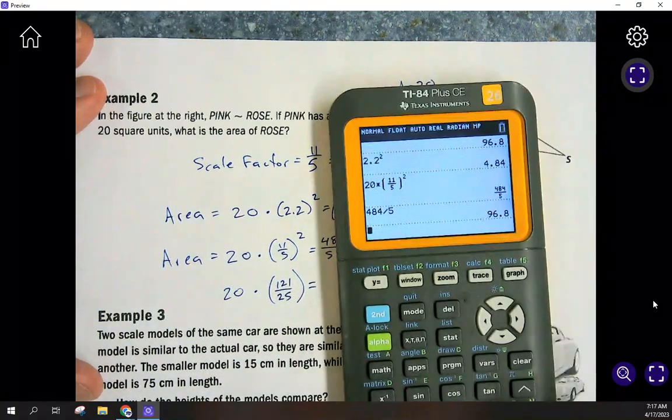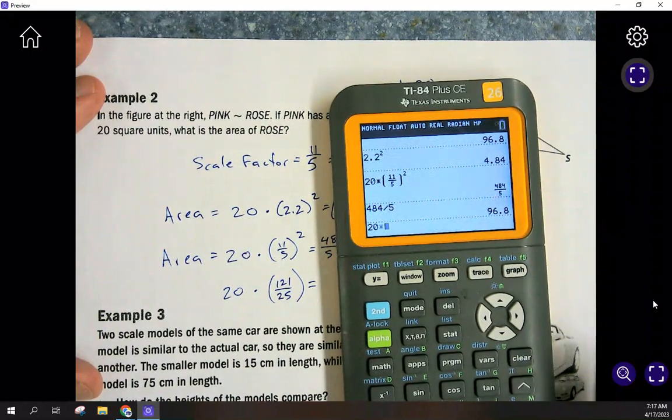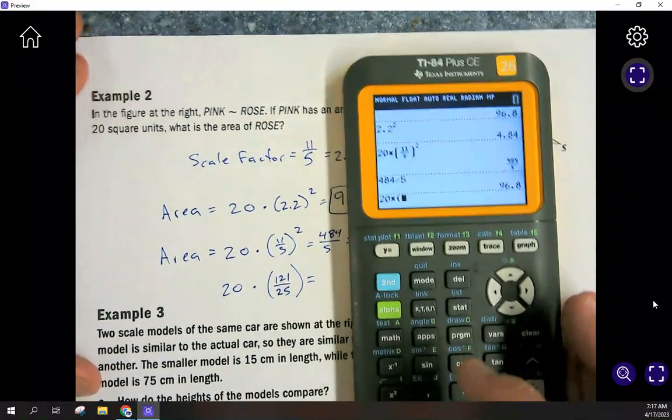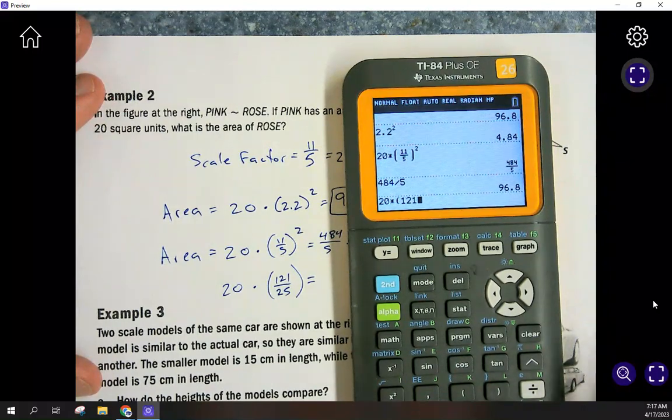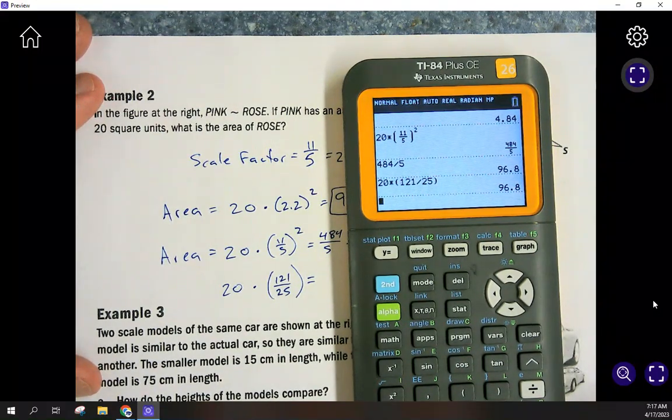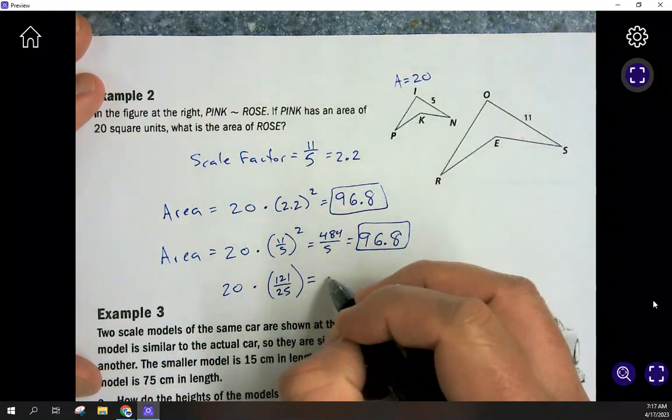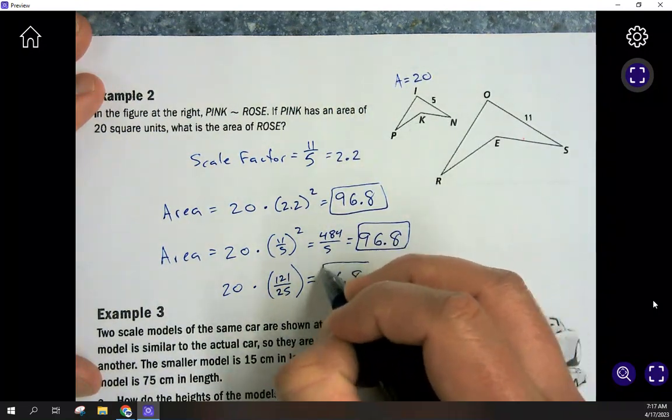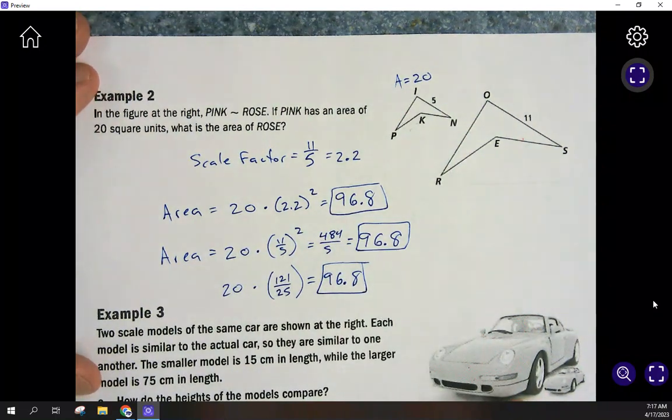And down here, we could have done the same thing. So 20 times. Now, instead of using the fraction key, I'm just going to go ahead and write this as 121 divided by 25. And then it'll give me a decimal answer instead of a fraction. And again, it's 96.8. So I just threw a lot at you to show you different ways of doing it.